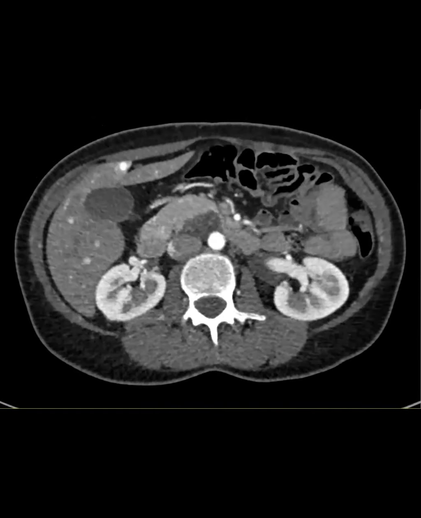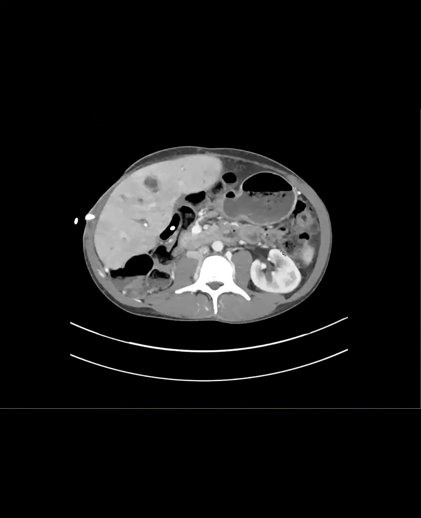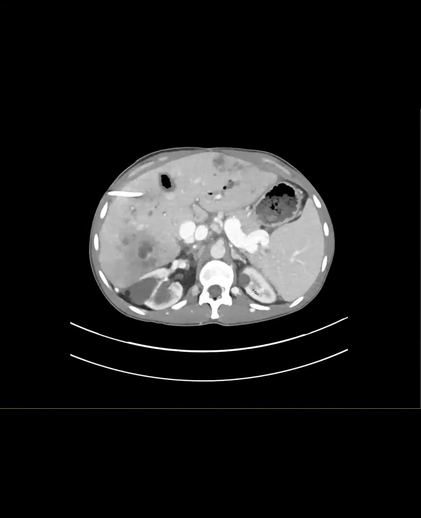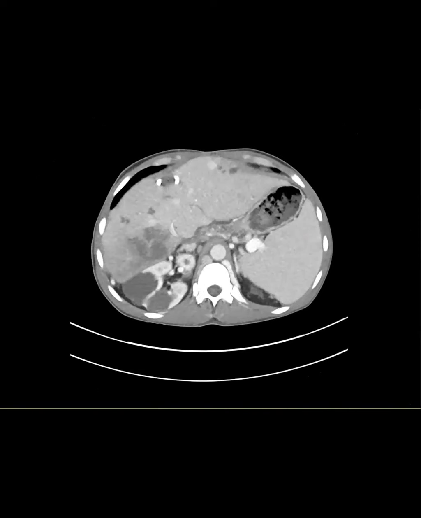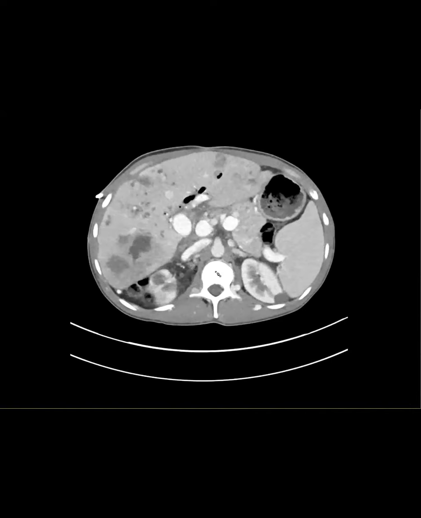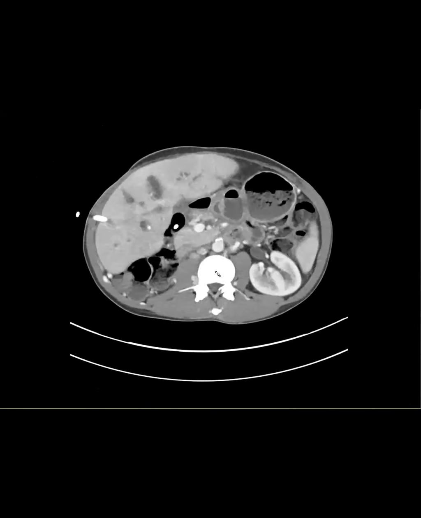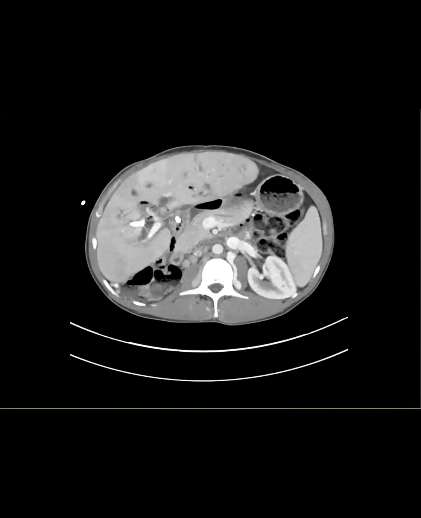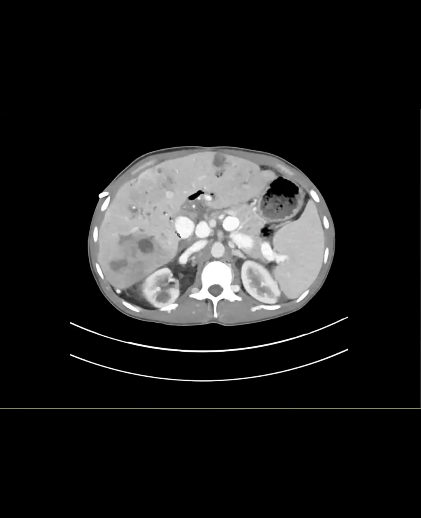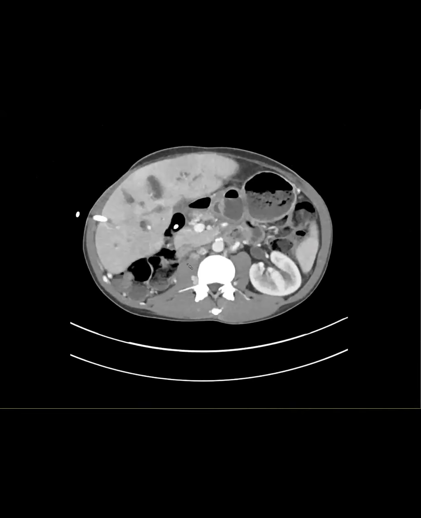Okay, my next case is this one. So this patient has had a liver transplant, and this is like 1 month post liver transplant. So there's all these things going on in the liver. So what do you guys think, and what are you concerned about?